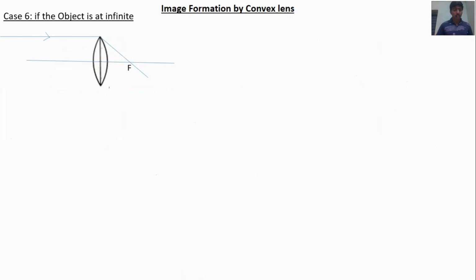Case 6, the last case. If the object is at infinite distance, by rule 2, the image appears at the focal length. The dimension of the image is dot size, and it is a real image. Okay, this is the image formation by the convex lens.